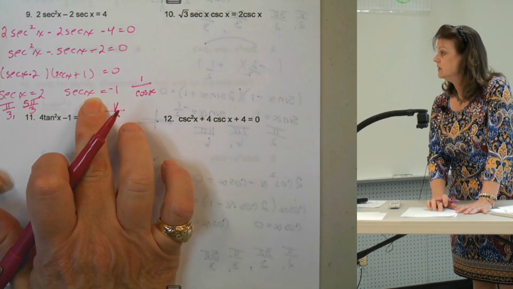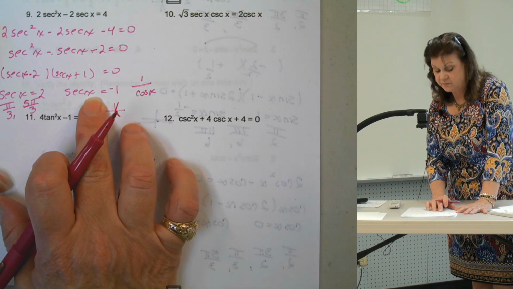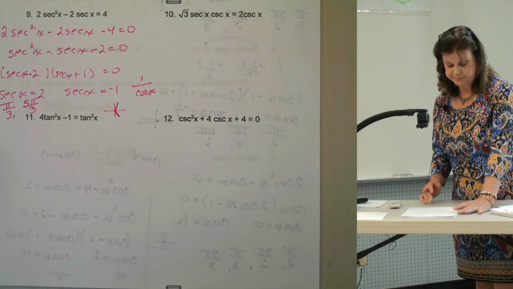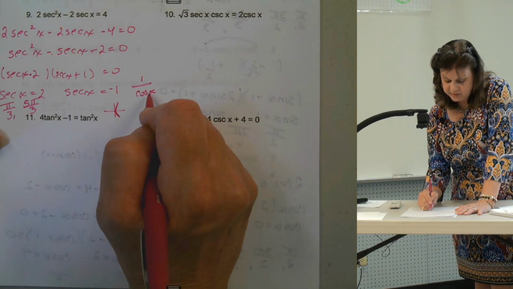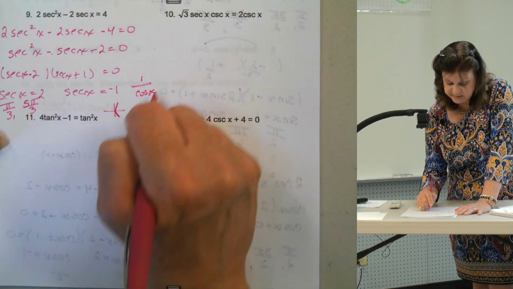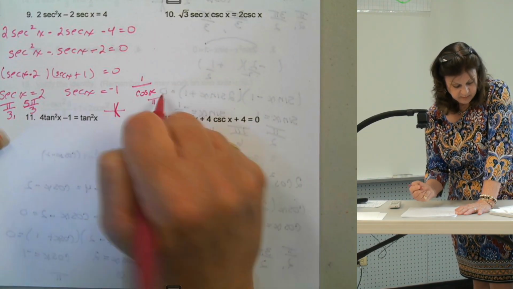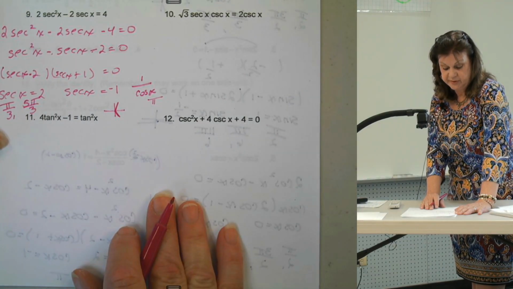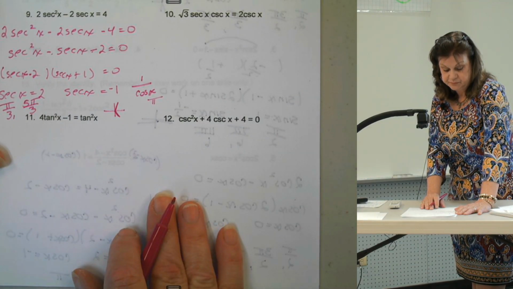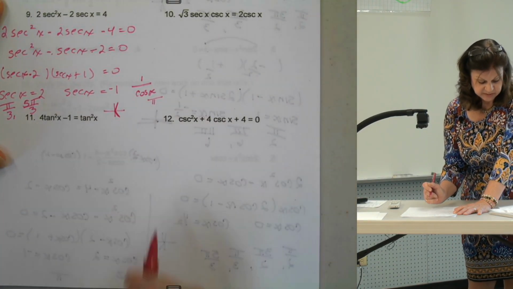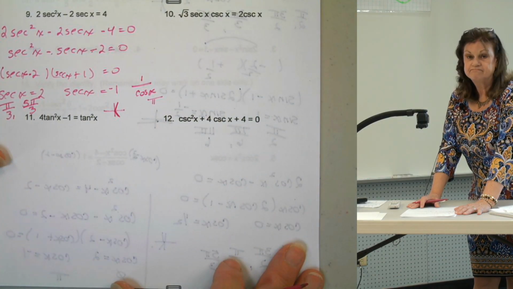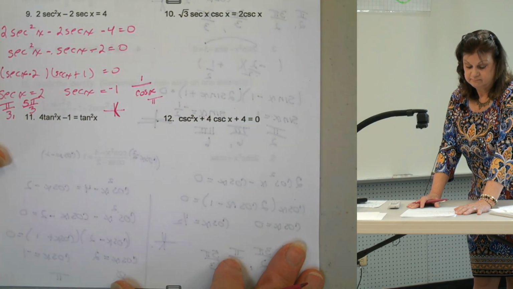Now, secant has to equal -1, which means cosine has to equal -1. And cosine equals -1 at pi. Do we agree? Yes? No? Maybe? That's it? All right.